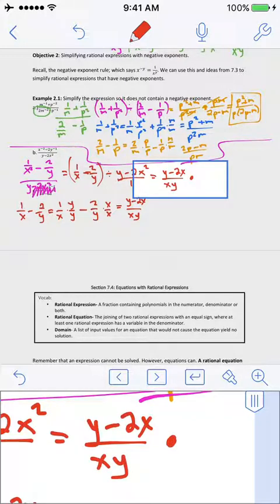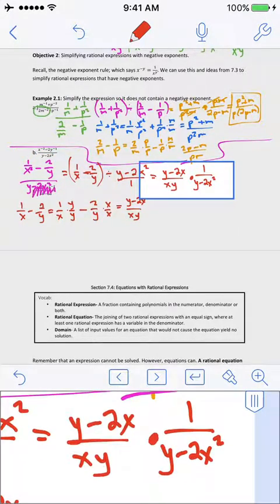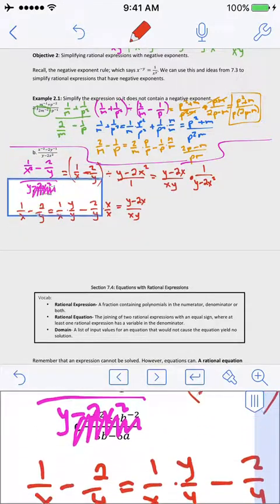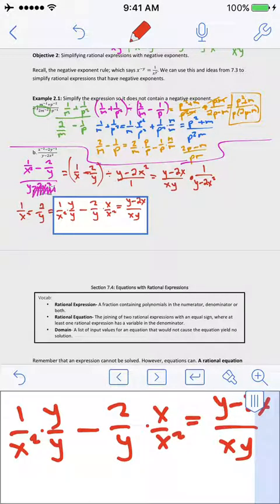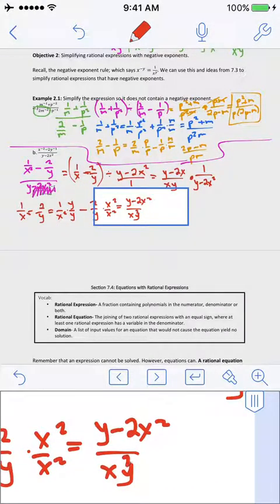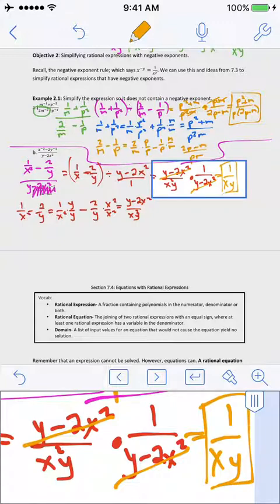That will now be multiplied by 1 over y minus 2x squared. Oh, I'm so sorry. This was an x squared. So that's squared. It should be squared and squared. Sorry about that. That way it looks nice and pretty like the problem I was hoping it would turn out to be. These two guys cancel. I'm left with 1 over xy. Don't drop your squares.